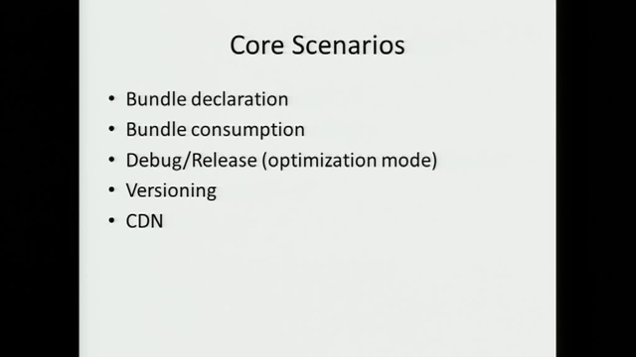Versioning: you've probably noticed that when optimizations are enabled, you have this big long number that's appended as a query string parameter. We'll look at what that is and just sort of see it in action.